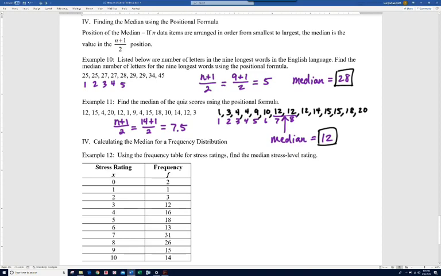Now I would say for both of these problems, you probably could have found the median without using this formula, but it definitely comes in handy on the next problem. So let's go ahead and look at the next problem.